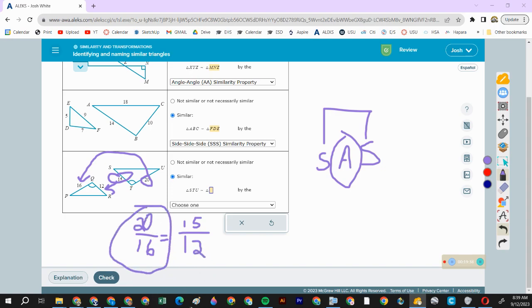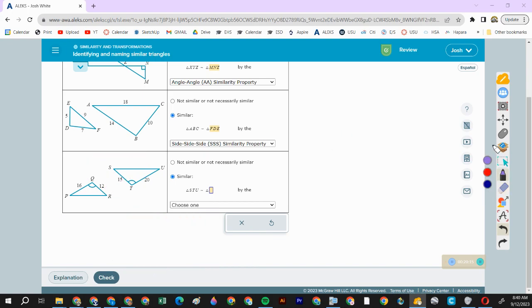Well, what do those share? A 4? Pull out a 4. I get 5 over 4. What do these share? What goes into 15 and into 12? 3. So we pull out a 3, and I get 5 over 4. So when you're dealing with side angle side, the angle has to be between the two sides, and the two sides have to be proportional. So yes, this one works.